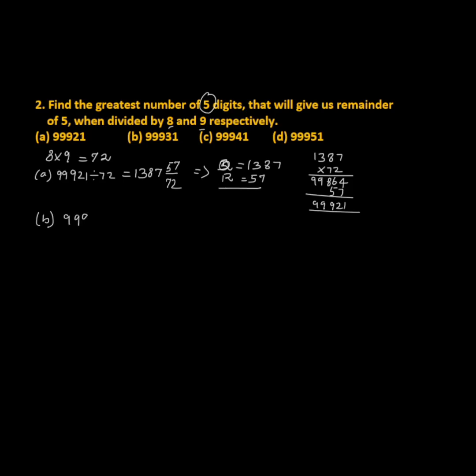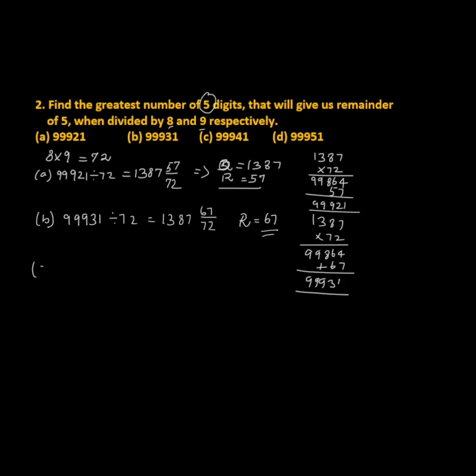Let's check B. 9931 divided by 72, the same 1387, we are getting 67 by 72. 67 is the remainder. Which means 1387 into 72 is 99,864. Adding 67 with this, we are getting the number. So the remainder is 67. B is also not the correct option.